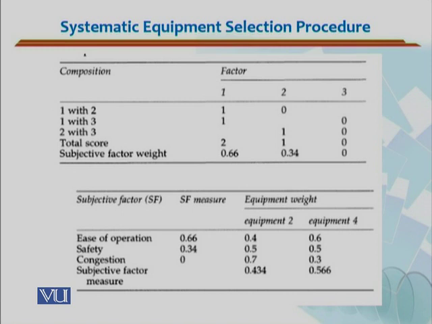Then I have to find the equipment weights. There were 3 subjective factors, which were the ease of operation, safety, and congestion. Ease of operation was factor 1, and its subjective factor weight is now 0.66. Safety was factor 2. The weight for safety is 0.34. And for congestion, it is 0. That was factor 3. So I have to convert them into equipment weights.